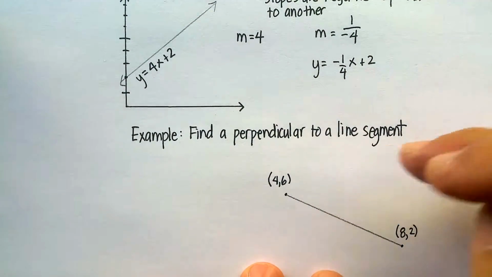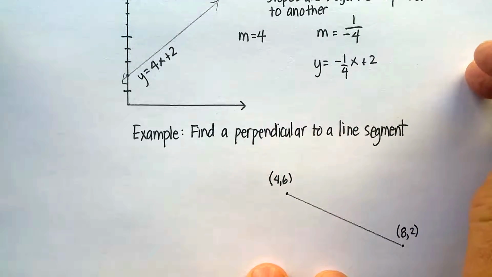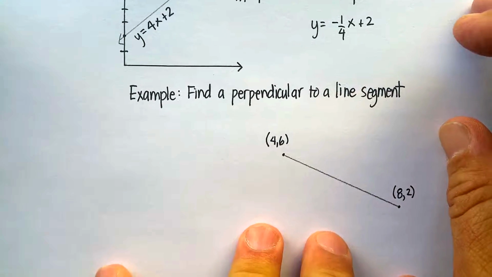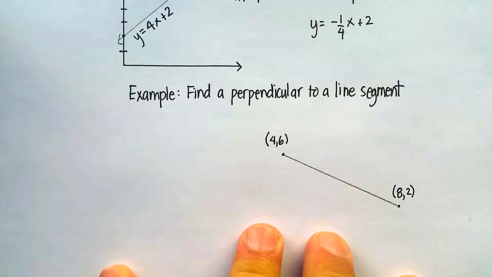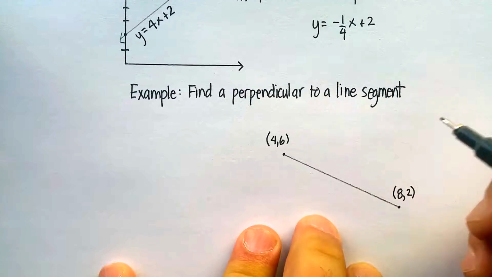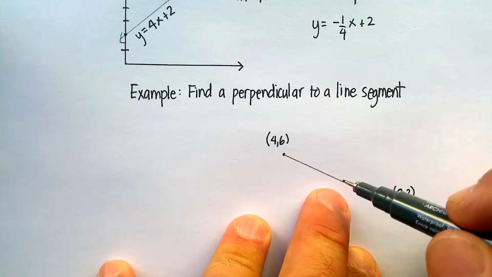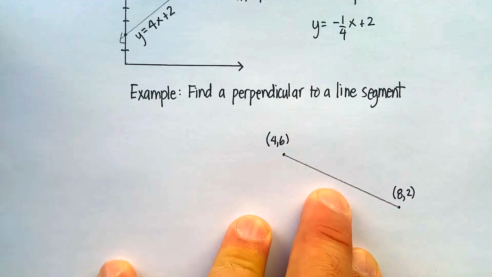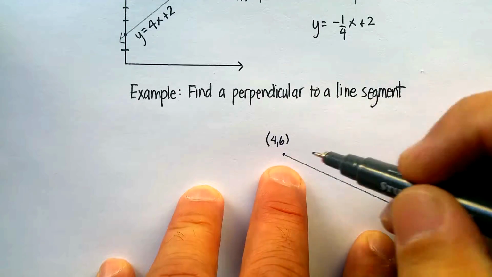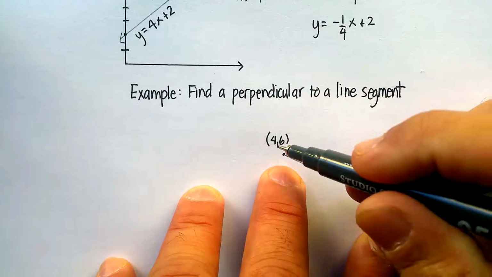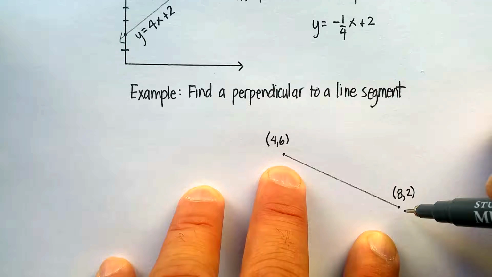Let's find a perpendicular to this line segment. Now, this is actually used quite a bit when you're trying to find, let's say, perpendicular bisectors in geometry, that sort of thing. And normally we want to create a line that is perpendicular at the midpoint of this line segment. So what's the midpoint here? The midpoint is halfway between this point and this point.